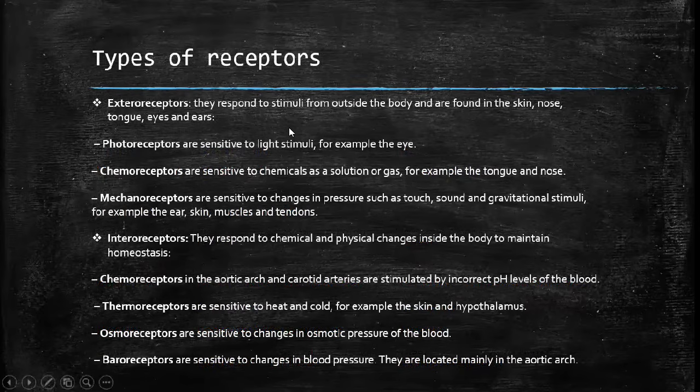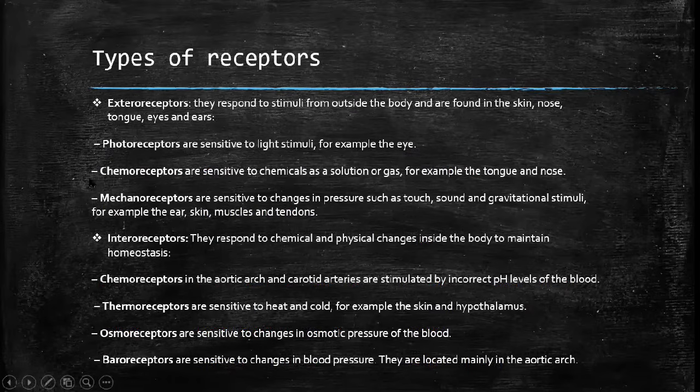Now, we have the external receptors, and these ones respond to the stimuli from the outside part of the body and are found in the skin, the nose, the tongue, the eyes and the ears. External means outside. Receptors, structure that receives what? The stimuli. And then we've got the photoreceptors, which are sensitive to light stimuli, for example, the eye. Photo means light.